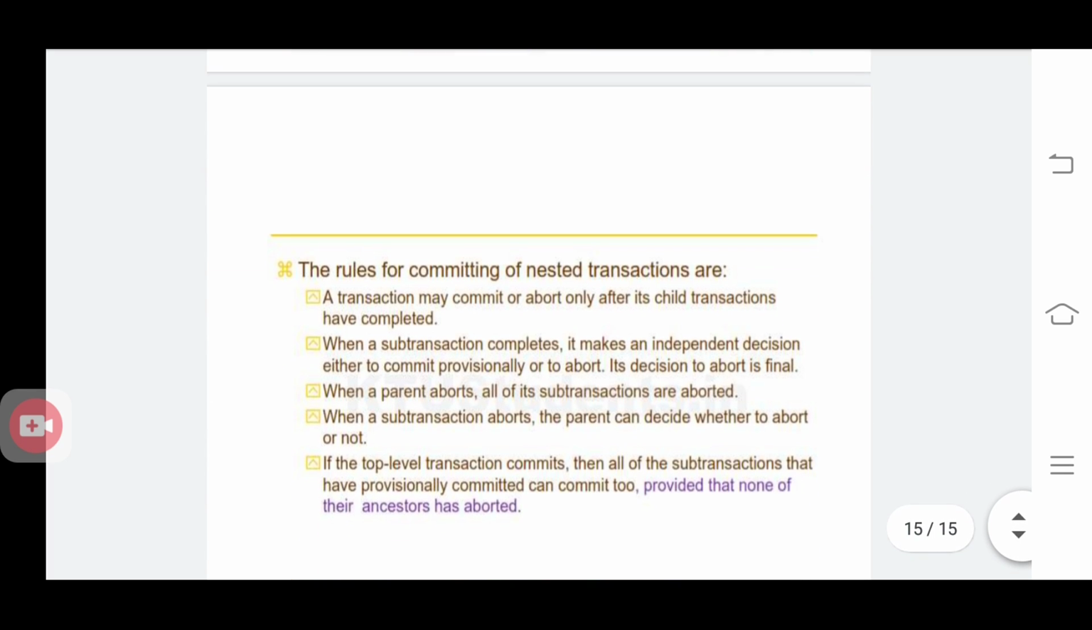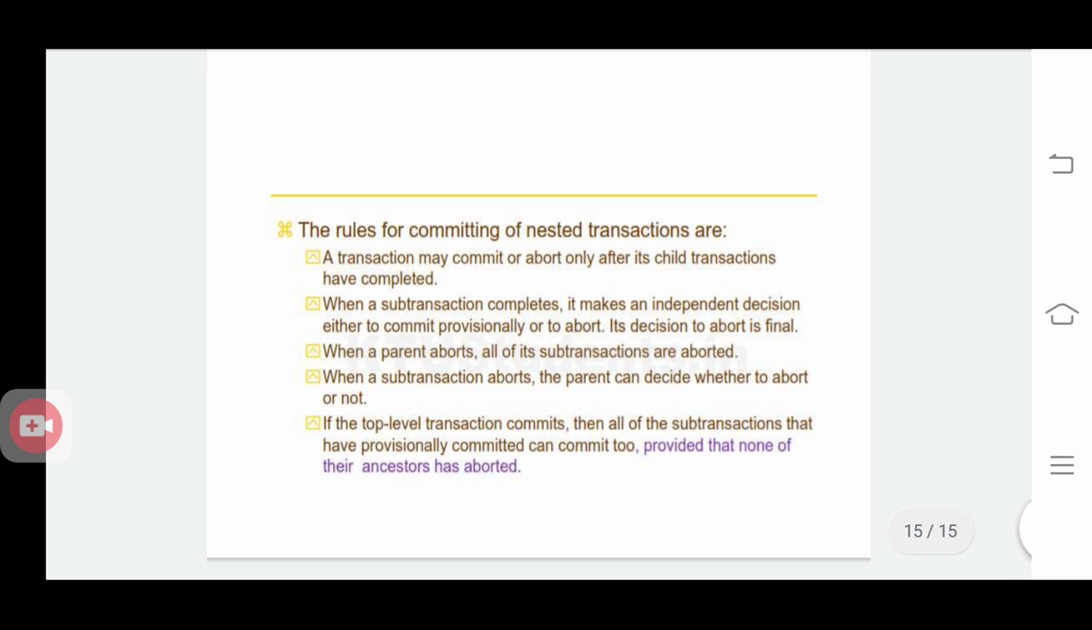So the rules for committing of nested transactions are: a transaction may commit or abort only after its child transactions have completed. Only after all child transactions complete can the main transaction, that is the parent, commit or abort. When a sub transaction completes, it makes an independent decision either to commit provisionally or to abort. Its decision to abort is final. Once a sub transaction completes, the decision whether to commit or abort is theirs.